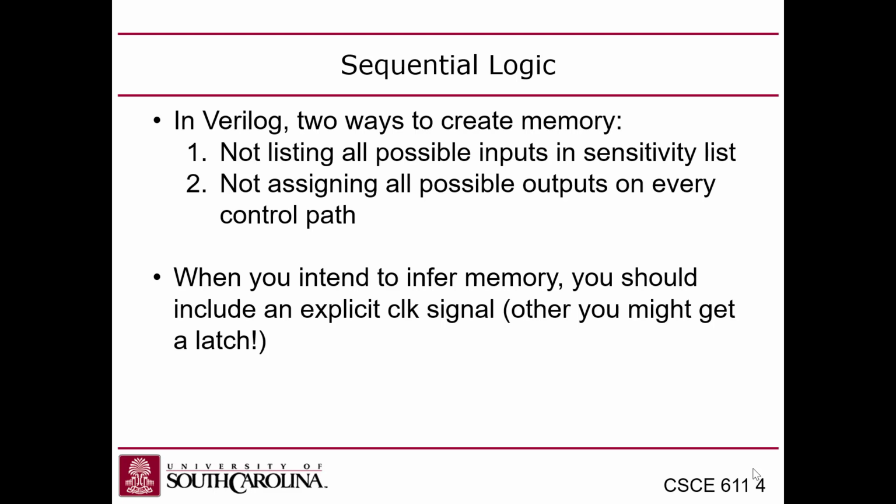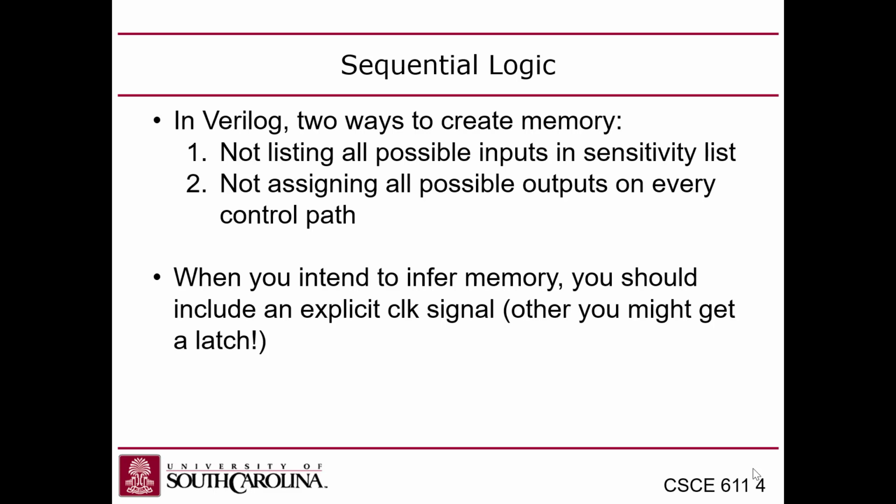It infers memory. Likewise, if you have conditional code inside your always block that doesn't update all the possible outputs, depending on the control path taken through the conditional code, then that will also infer memory. So in other words, if you don't list all your inputs on the sensitivity list, or if you don't update all your outputs, then you will automatically get some form of memory.